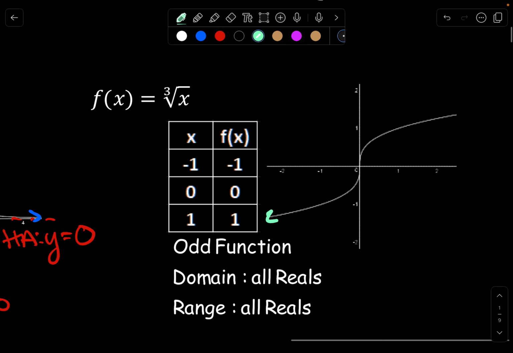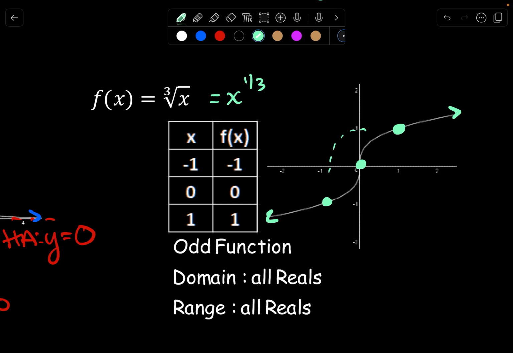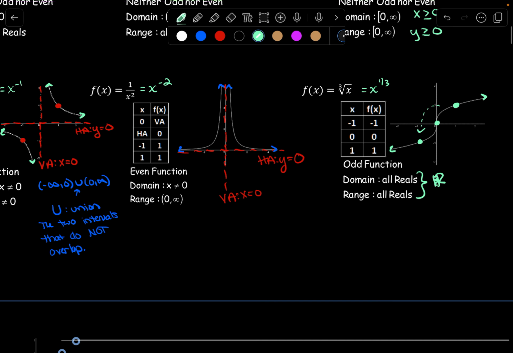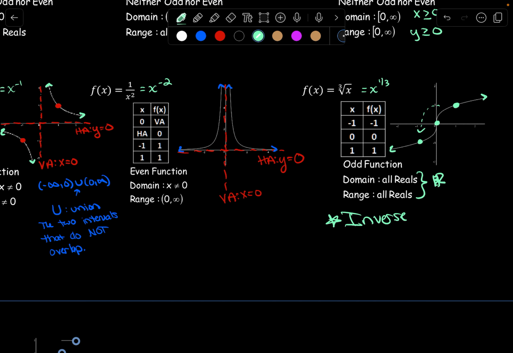All right, from here we have the cube root of x. This one can be written as x to the power of 1/3. And then the key points for this one are going to be (-1, -1), (0, 0), and (1, 1). This one is an odd function because we have that rotational symmetry. And then the domain and range are all real numbers. So keep in mind that this is the inverse of x cubed.